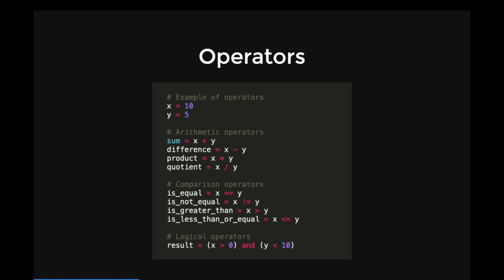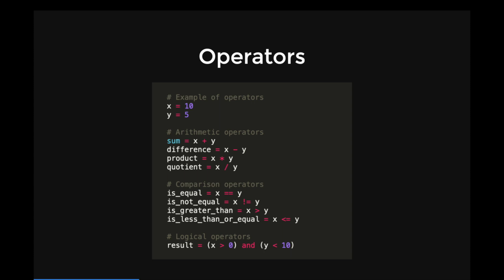For comparison operators, is equal is where I'm saying x double equal to y, which will tell me if it is true or false. Is not equal, where I'm giving x is not equal to y, it's going to check and tell if it's true or false. Is greater than, where x is greater than y. Is less than or equal to, where x is less than or equal to y.